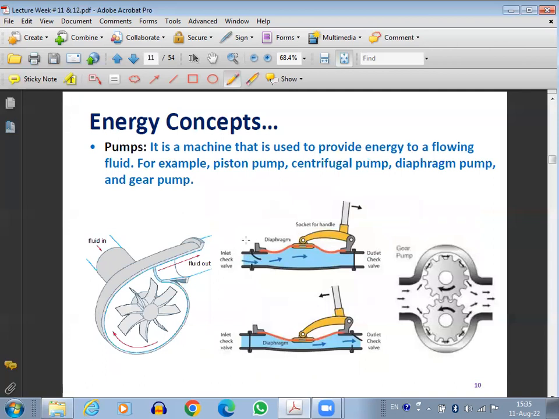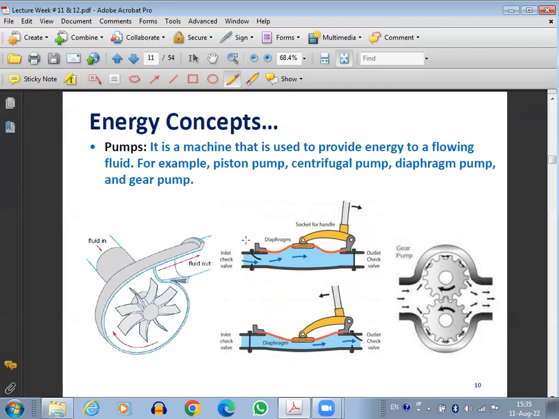Then the other thing is the pump. A pump is actually opposite to a turbine. We discussed this in the course of thermodynamics as well. Likewise, when we talk about turbines, a turbine uses the flow energy of the flowing fluid to produce mechanical power. On the other hand, pumps are opposite to it. In case of pumps, mechanical power is used to actually add energy to the flowing fluid.